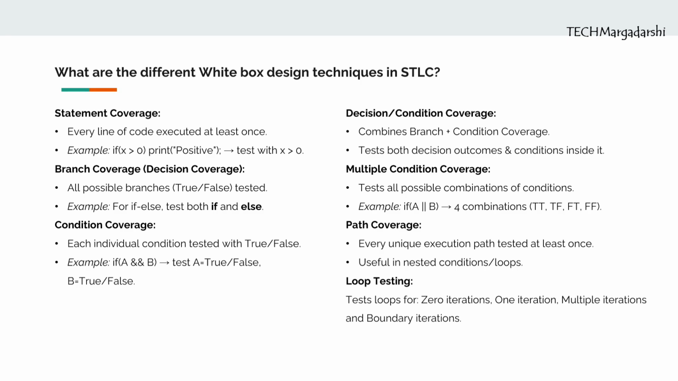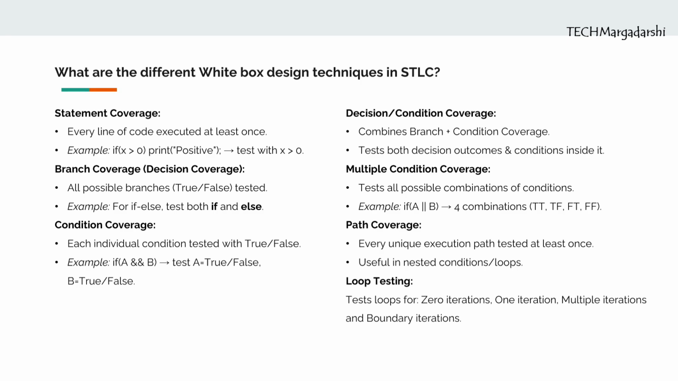The first one is statement coverage. This ensures that every line of code is executed at least once. For example, if the code has if x greater than 0 print positive, then we create a test case where x is greater than 0. So that statement gets executed. Next is branch coverage, also called decision coverage. Here we make sure all possible branches, both true and false outcomes, are tested. For example, in an if-else condition, we create test cases to cover both the if block and the else block.